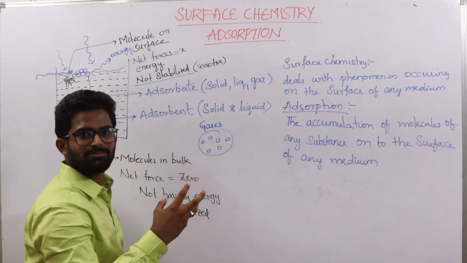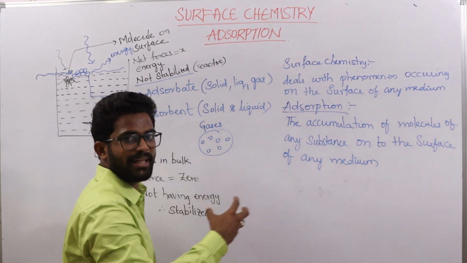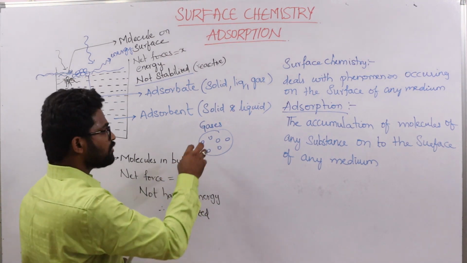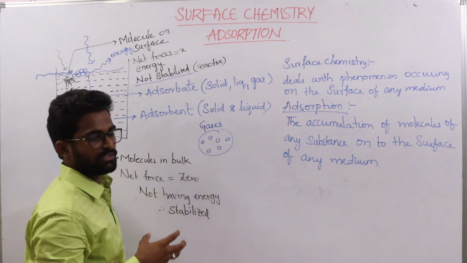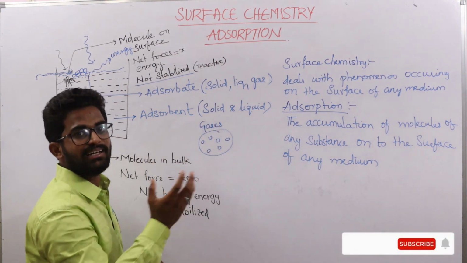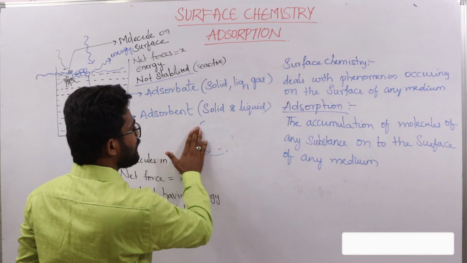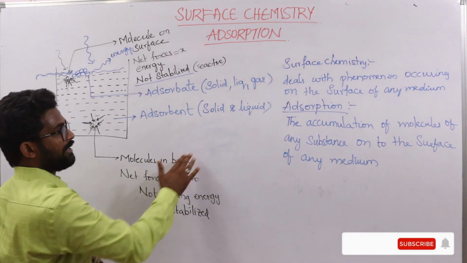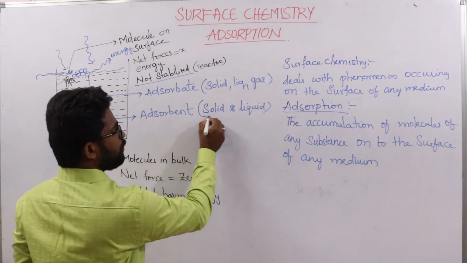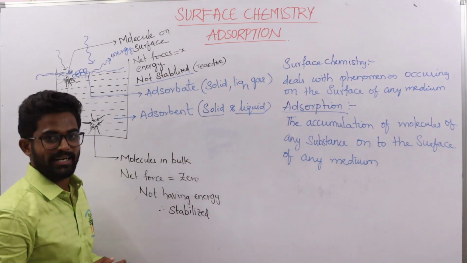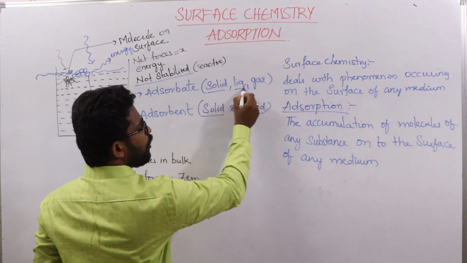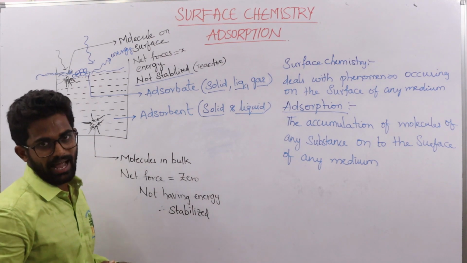When you see the gas molecules, they always try to move from their places because of the high energy present in them. So they are not having any surface. They cannot provide any surface for the process occurring on the surface medium. That is why the adsorbent is considered only as a solid or liquid medium, whereas the adsorbate can be a solid, liquid or gas.